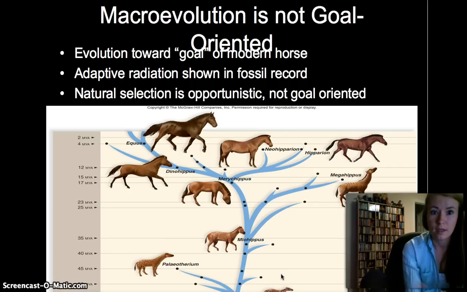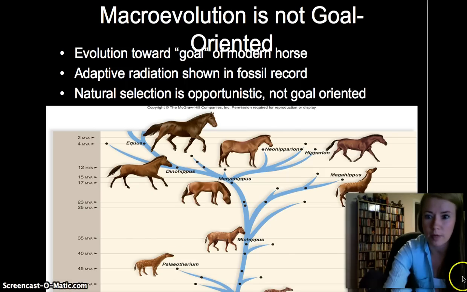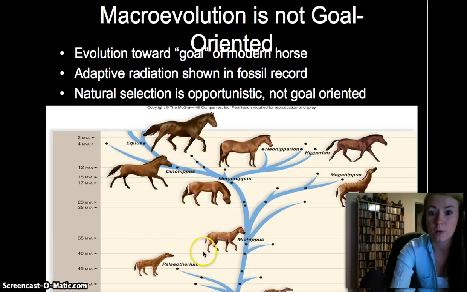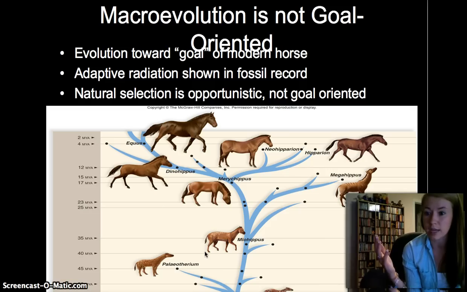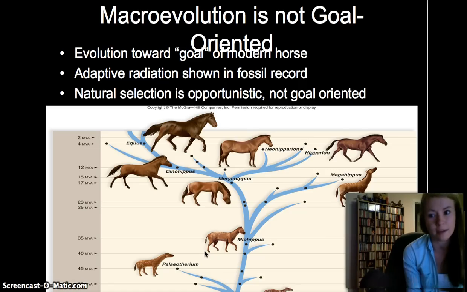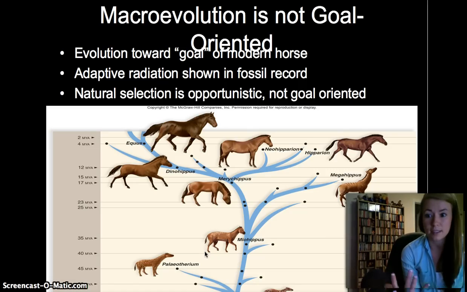Instead, adaptive radiation allowed for the evolution of many, many different kinds of horse-like animals. So we see so many different kinds up here. Because natural selection is opportunistic. Wherever there was a possibility for evolution, the horses evolved that. However, Equus is the only one, the modern horse, that was capable of surviving all of the pressures put on it by the environment and changes and everything like that. So that's the one that evolved.